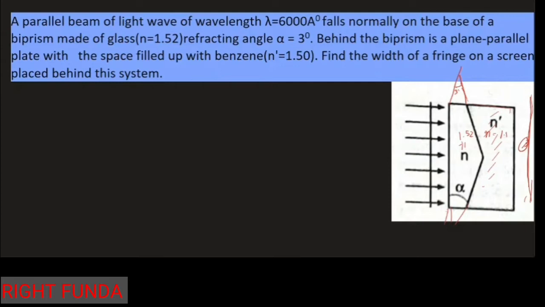So what is happening if you see the geometrical diagram of this system? This is my biprism, and I have drawn one side of it. The light ray came from this side and fell normally on this surface. It passed undeviated because of perpendicular incidence, but here it will suffer refraction. This side n is given as 1.52, and this side 1.5 is given. Both sides are different. One I have taken as n, another as n dash.